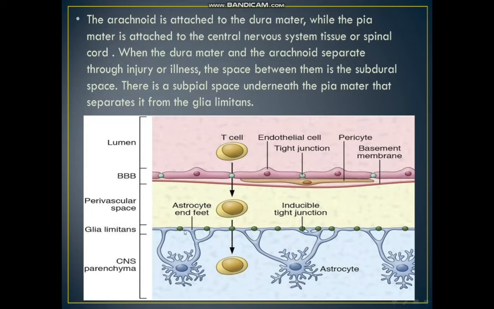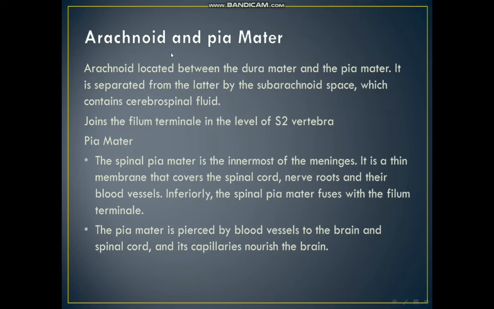The glia limitans is the outer brain tissue that consists of astrocytes and prevents the neurons, glial cells, and some nourishment from getting out of the brain tissue to the pia mater. So it's keeping them and protecting them. The arachnoid and pia mater.